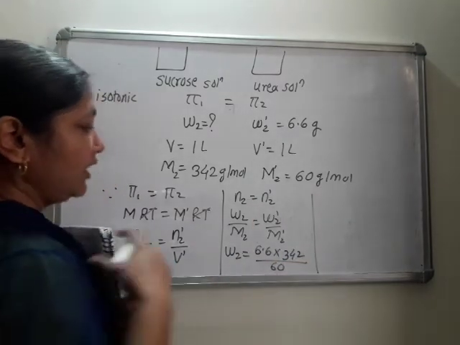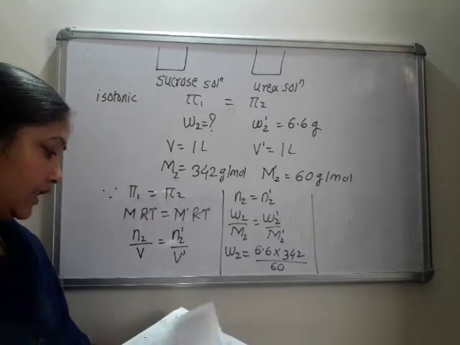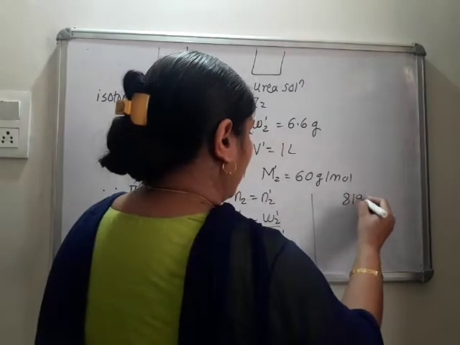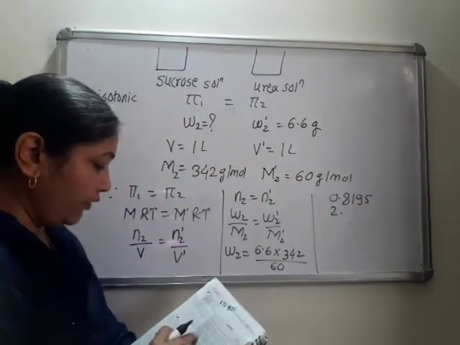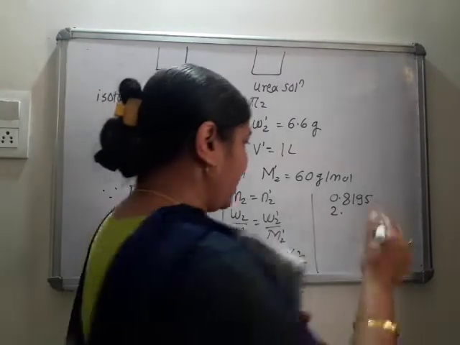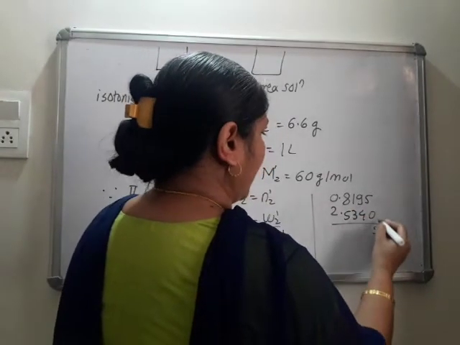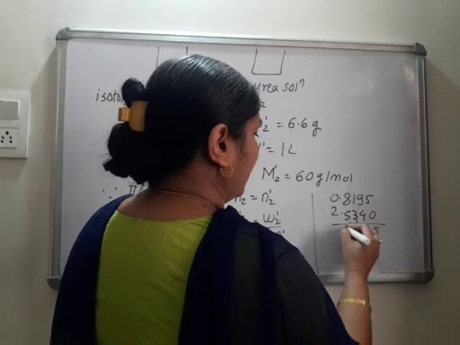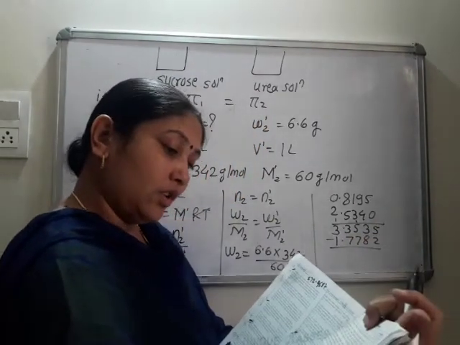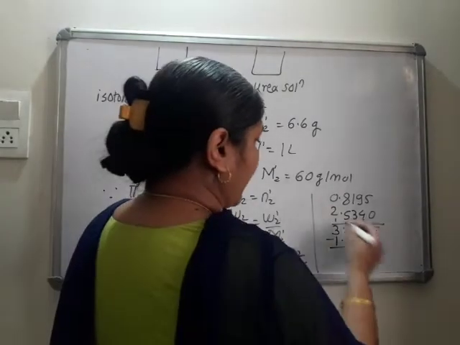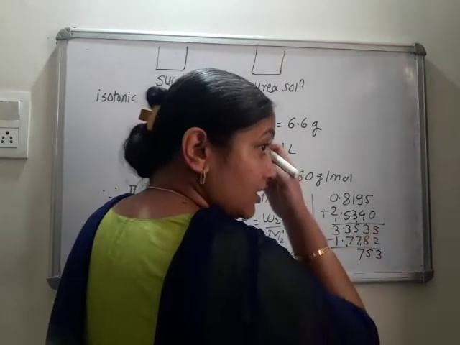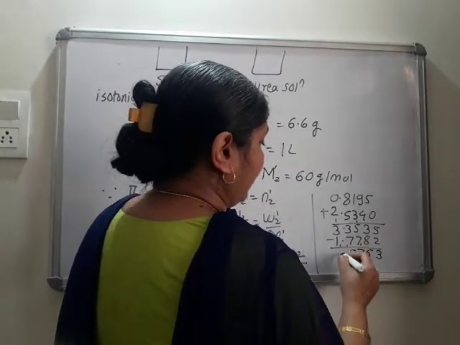Simplify this. Take logs. Log of 6.6 is 0.8195. Log of 342 is 2.5340. Log of 60 is 1.7782. Subtract: numerator minus denominator. 0.8195 plus 2.5340 is 3.3535, minus 1.7782 gives 1.5753.